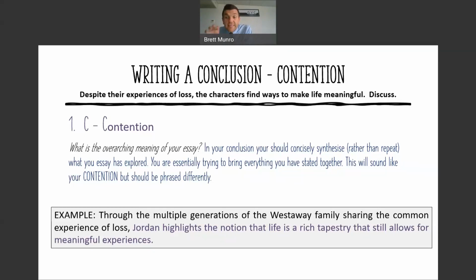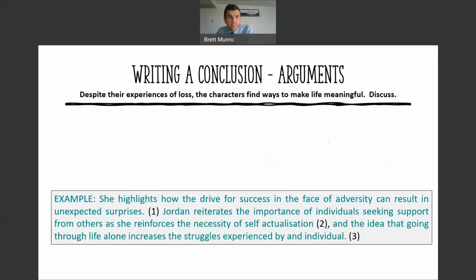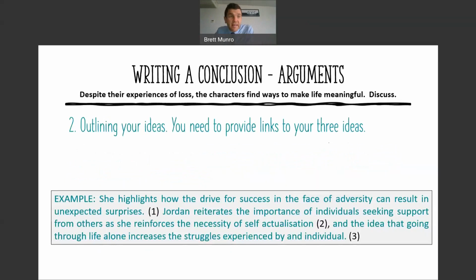So there's slightly different wording here because this is the conclusion. So to start off, we have our contention. It's essentially providing the overarching meaning of our essay. The second is us outlining your ideas. You're essentially just providing links to your three ideas.